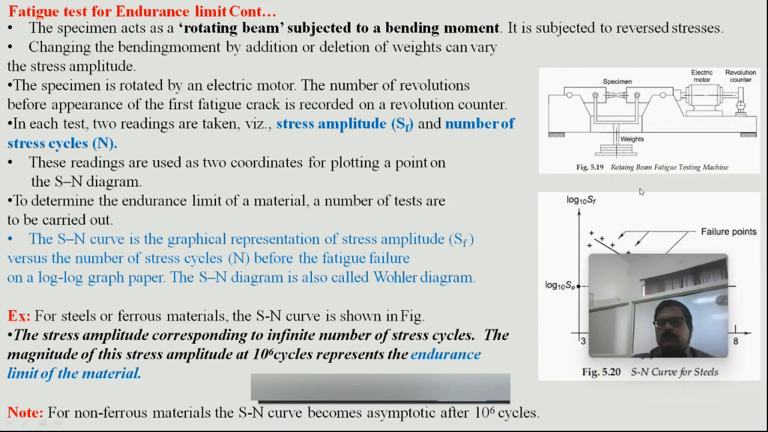So here you can see the rotating beam fatigue testing machine. Here the specimen is placed, and it is being rotated and also subjected to weights, and the weights are causing a bending moment, that is a hogging moment. Upper layer is subjected to tension and bottom to compression, and they are being rotated by the electric motor, and the number of revolutions made by this specimen is counted in the revolution counter. You can attach weights or reduce the weight on the specimen, thereby increasing or decreasing the bending moment.